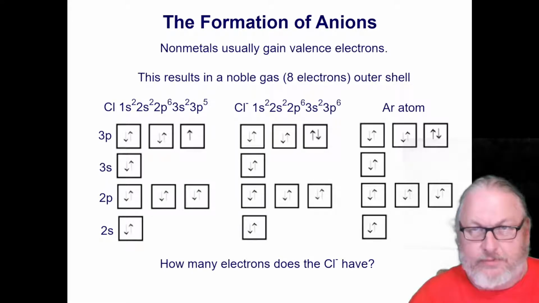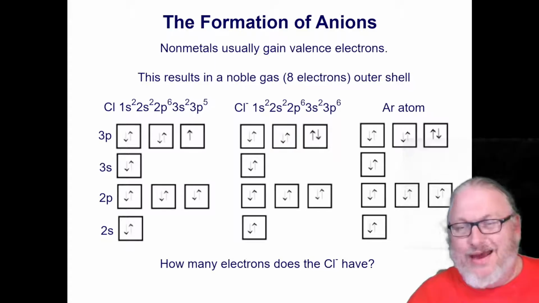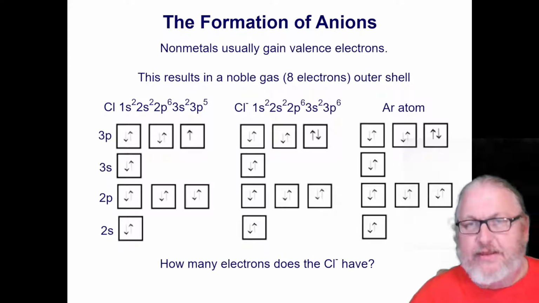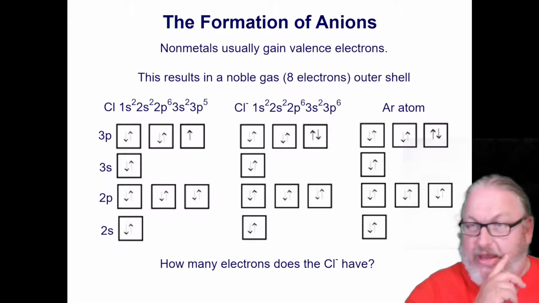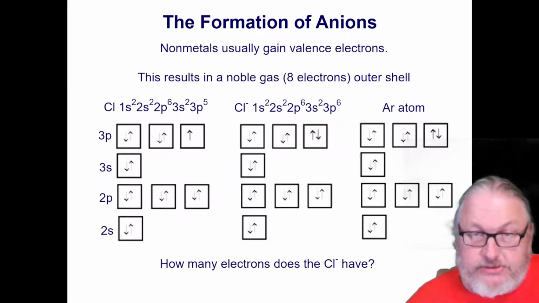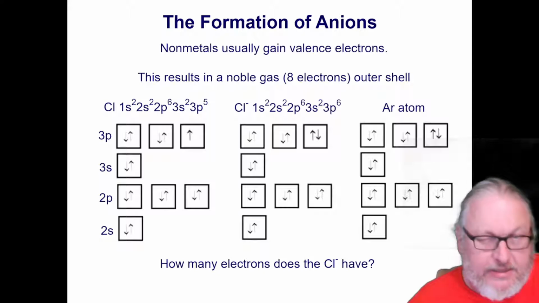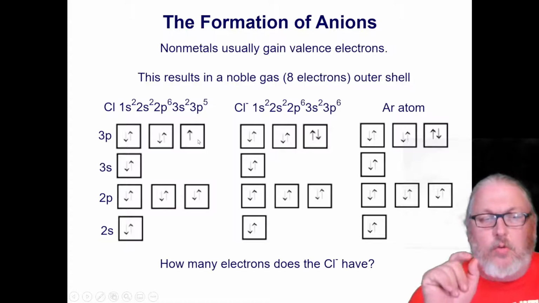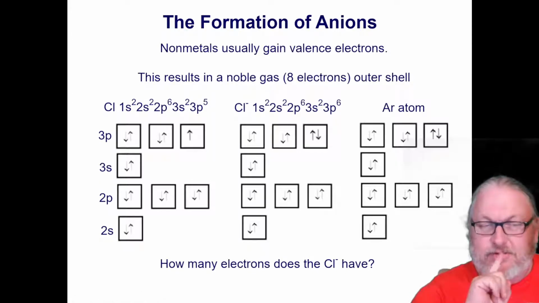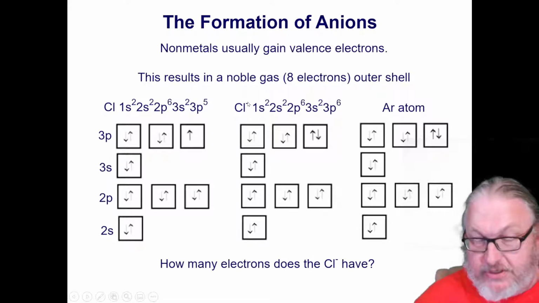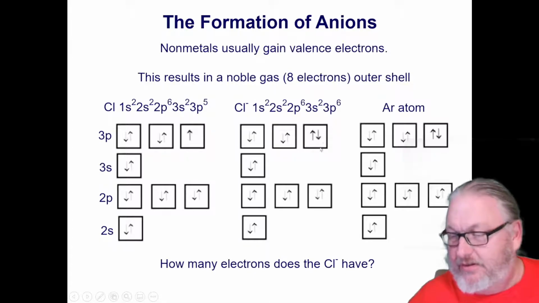Anions are similar, right? These are nonmetals, and what nonmetals usually do is they will gain valence electrons. When it gains valence electrons, it'll have a noble gas configuration, 8 electrons in the outer shell. So chlorine, 1s2, 2s2, 2p6, 3s2, 3p5. It needs 1 more electron, just 1 thin electron to be full. So chlorine, of course, has a whole lot of electronegativity. It'll take an electron, all right?